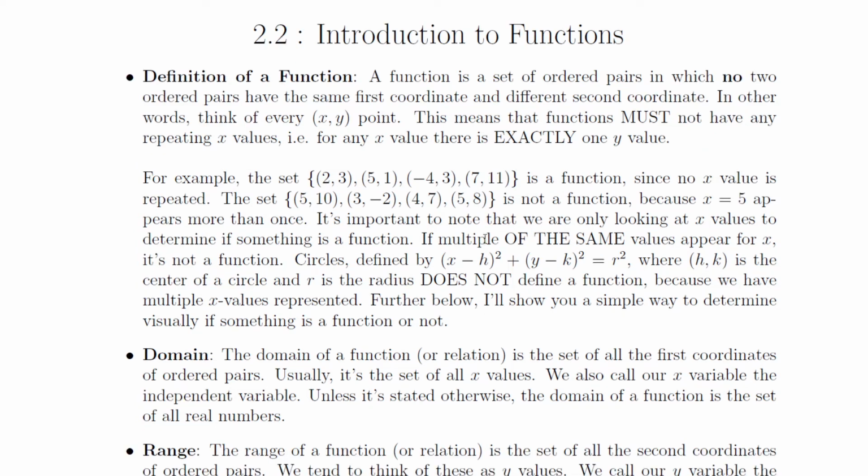Okay. So the definition of a function: it's a set of ordered pairs in which no 2 ordered pairs have the same first coordinate and different second coordinate. In other words, if you think of just xy points, we talked last time about the Cartesian coordinate system or 2-dimensional coordinate system. If you think of xy values or xy points, what we're basically saying is you cannot have 2 of the same x value for a function.